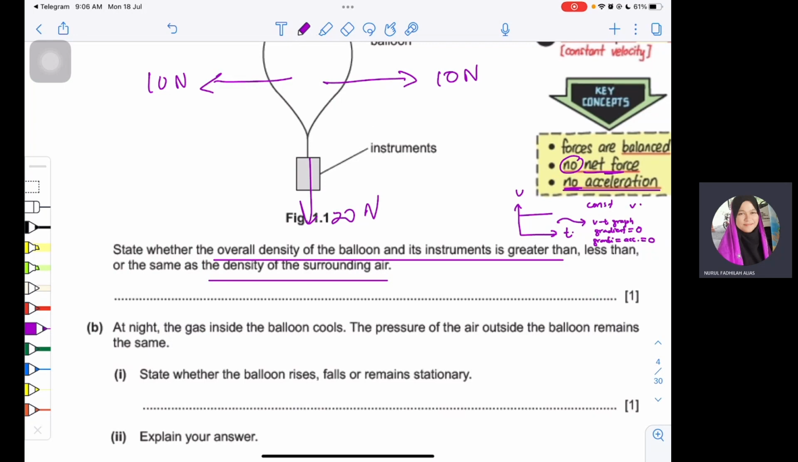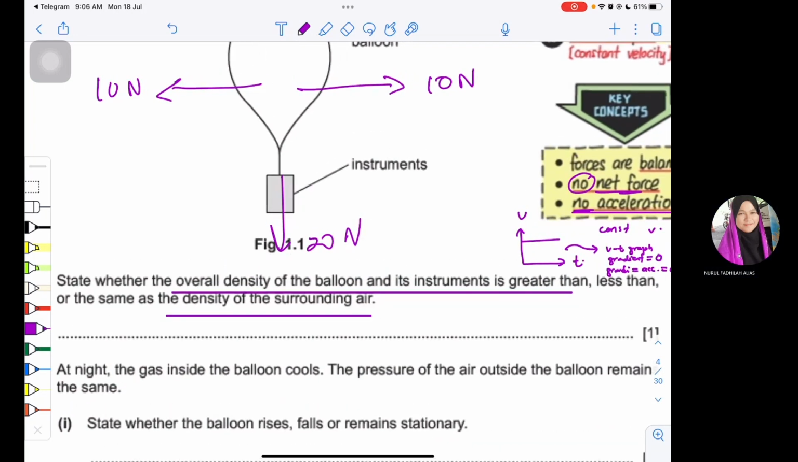Do you understand the question? So what do you think the answer? Greater, less, or the same? Same. Very good. Why do you say so? Can you talk to your friends? Why is it same?